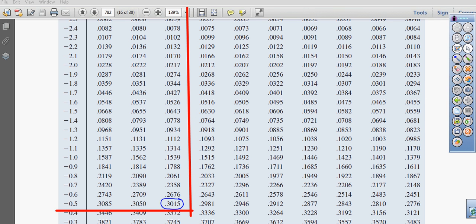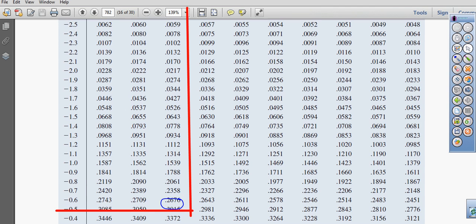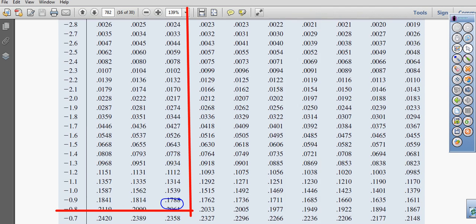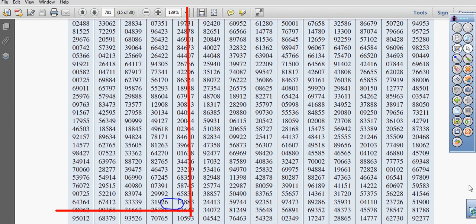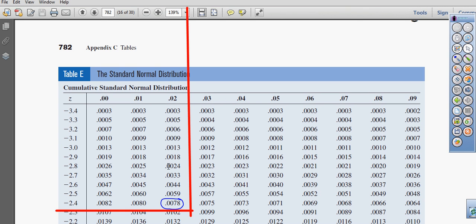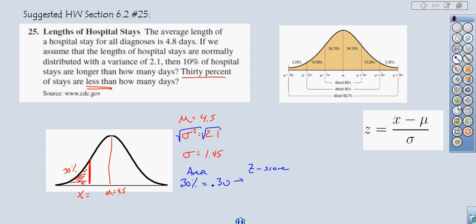Okay, and I can't see the other part. I can see I'm at negative 0.5 something. Oops, I went too far. Okay, so it'd be negative 0.52. Alright, so my z-score would be negative 0.52.